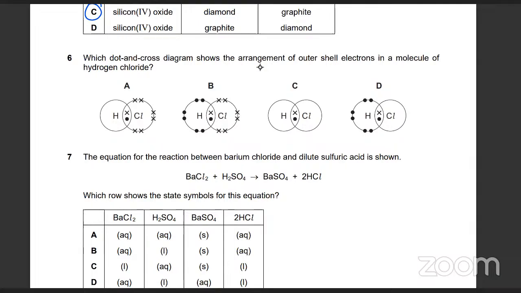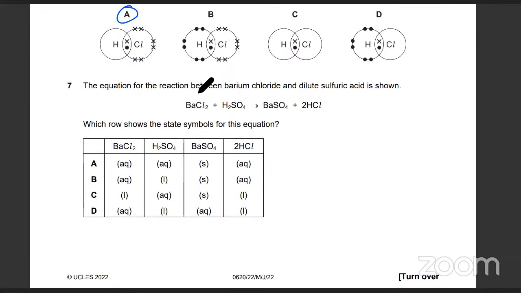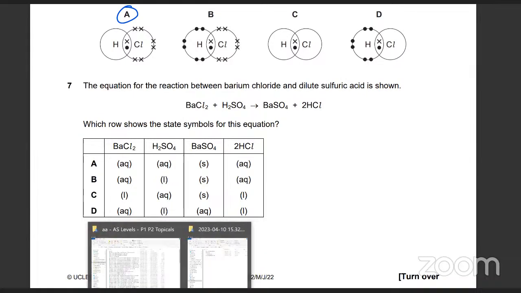A has only one electron, C has 7 electrons. The equation for the reaction between barium chloride and dilute sulfuric acid is shown. Which way is correct? So the states, is this soluble or insoluble? I think it's aqueous.